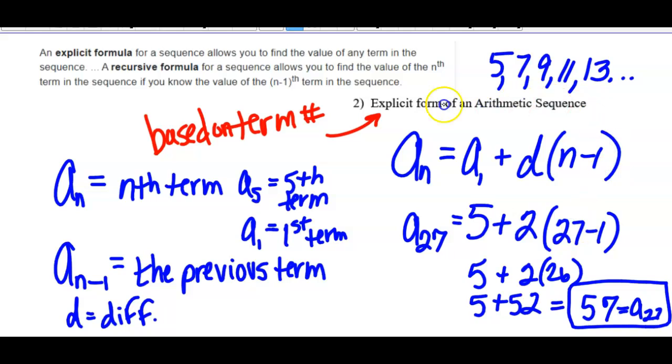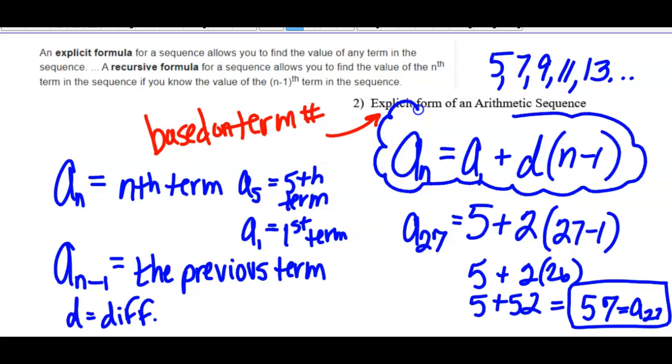Okay, that's just an example. This is the formula that's called the explicit form for an arithmetic sequence. You start with the first term and you keep adding a difference, but you don't add the difference the first time, so you subtract 1 to say, I need that for the second, third, fourth term, etc. Okay, that's called the explicit form, and it is based on the term number n.